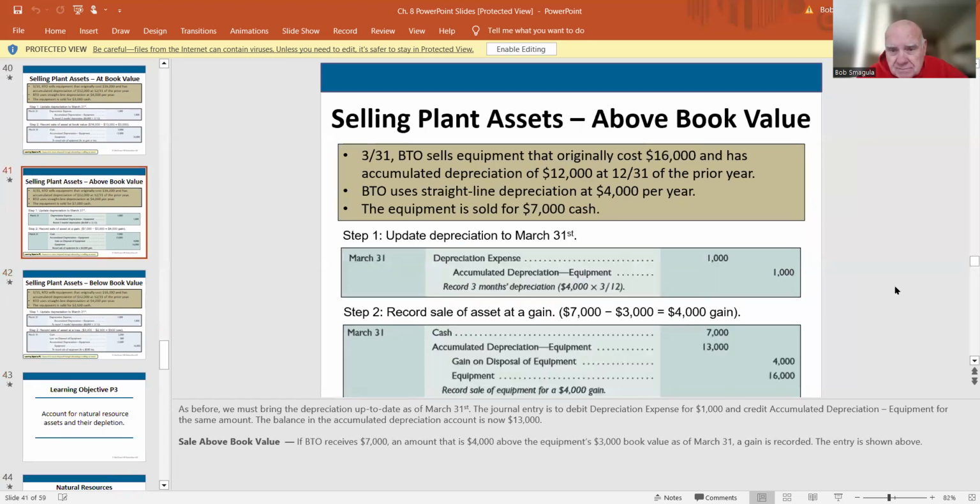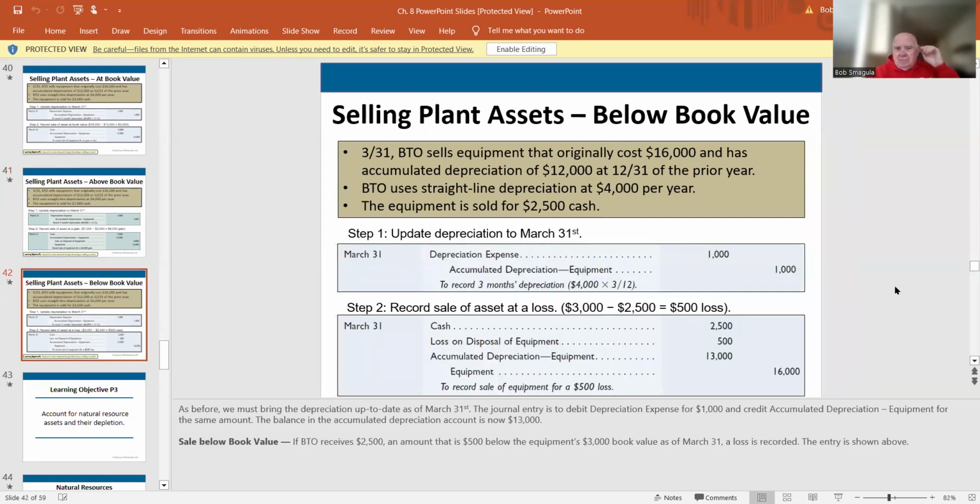Let's see something here. So here we had a gain of 4,000. Now we're selling it for only 2,500, huh? 2,500. The book value at the end of the year was $4,000. 16 minus 12. We have to record another 3 months of depreciation since we're getting rid of the asset at the end of March. We debit depreciation expense. We credit accumulated depreciation.